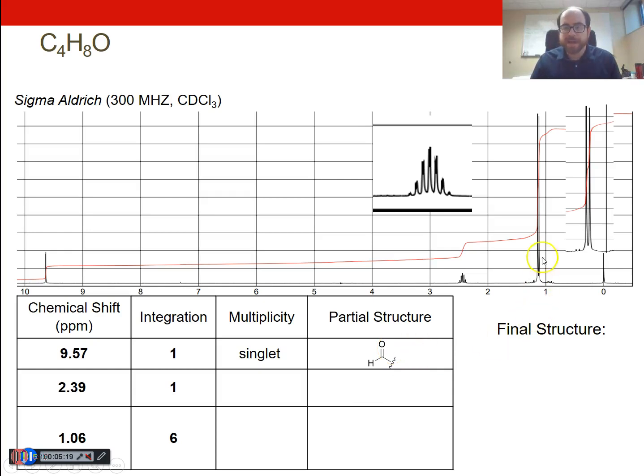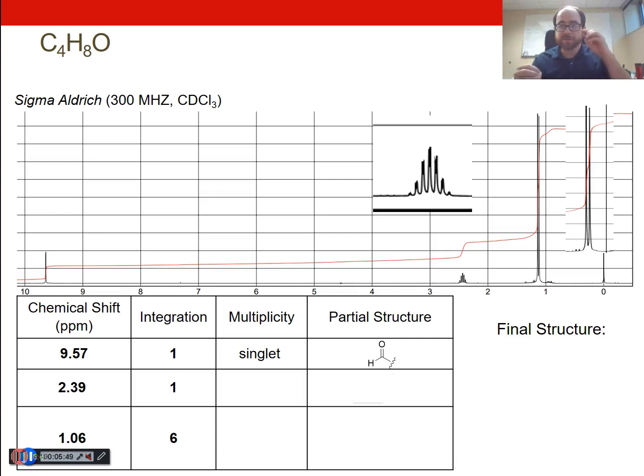Next, I'm going to take a look at this large peak here. We can identify that it is a doublet. Notice that there's only 2 peaks in the shape of that signal. And another thing that we notice is that it has an integration of 6. So if I divide 6 by 2, that's 3. And ultimately, if we think about things in factors of 3, we can think about that as 2 CH3 groups that are in the same chemical environment.